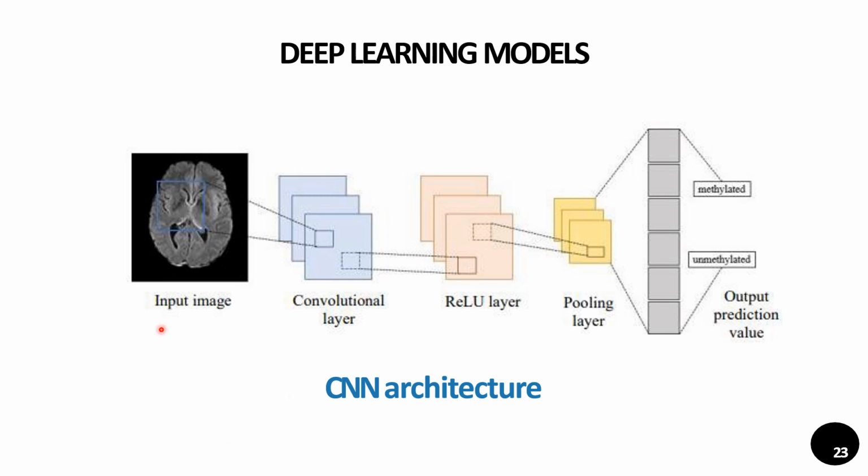So our project is to input the image, and finally we can predict whether the image contains methylated or unmethylated. Methylated means this image has MGMT promoter methylation, and unmethylated means 0. That means this image does not have the MGMT promoter methylation.